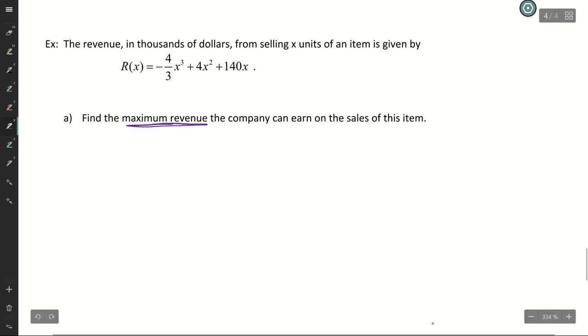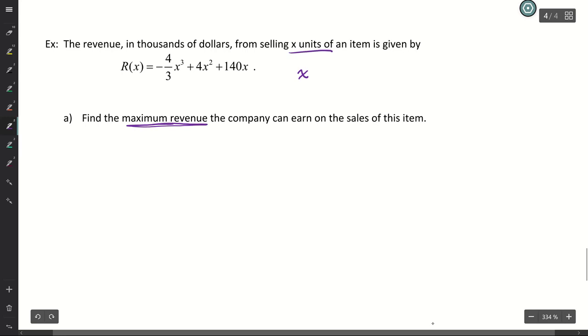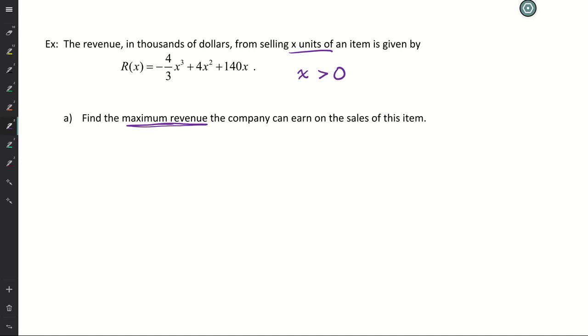It doesn't say it in the problem, but we're selling x units. Notice that x would need to be greater than 0. Obviously, if we don't sell anything, we're not going to make any money. We can't sell a negative amount of units. Okay, so that's a restriction. We notice this is not a closed interval type problem.